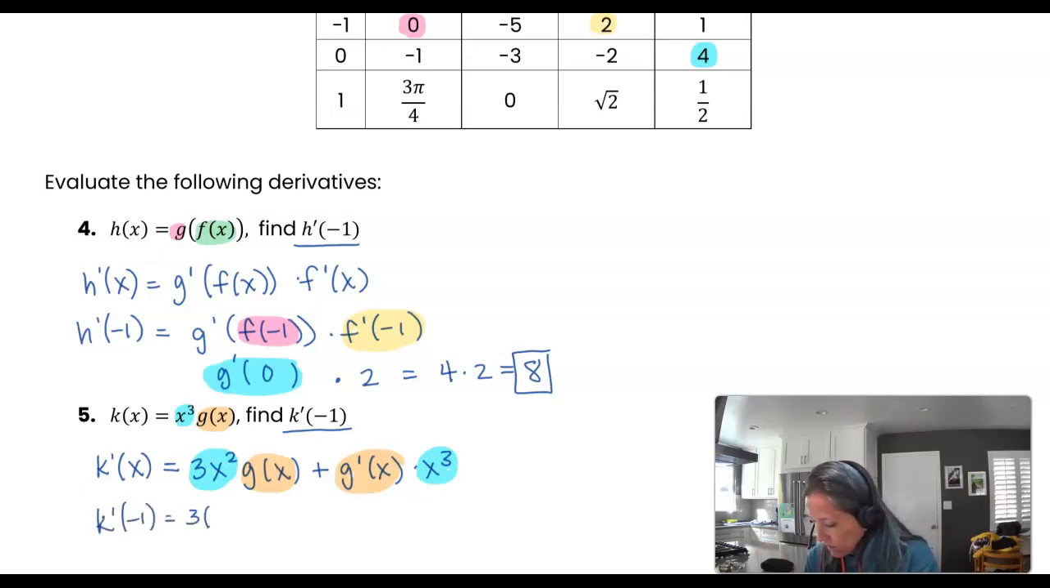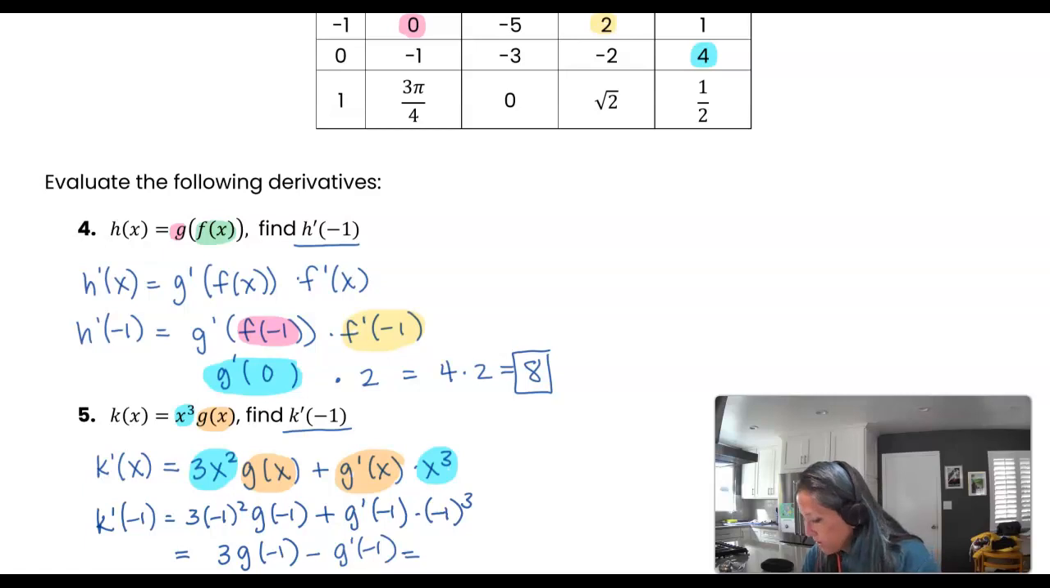So here we'll have 3 times -1 squared times g of -1 plus g prime of -1 times -1 cubed. So over here, I'm just going to clean it up a little bit. -1 squared is just +1, so this is 3 g of -1. And then here, -1 cubed is negative, so let's make this a negative g prime of -1. And you could have plugged in early, there's no reason not to. I just figured let's clean some stuff up before we get started.